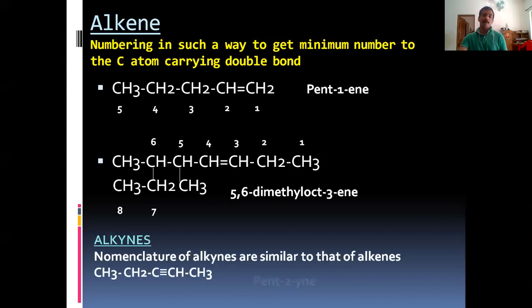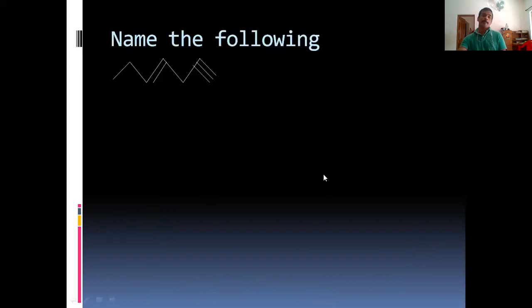So here, what is the name of the compound? Pent. 1, 2, 3, and the triple bond is given from this side, at position 1, 2. Pent-2-yne, Y-N-E. That is the name of this compound. This is an alkyne. Here we can see the nomenclature of some compounds.